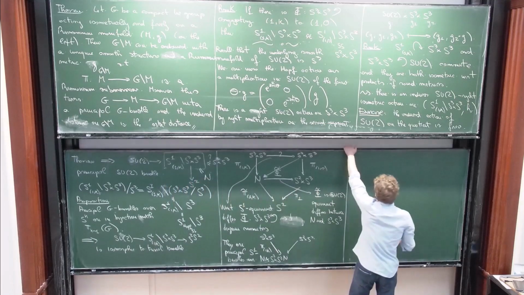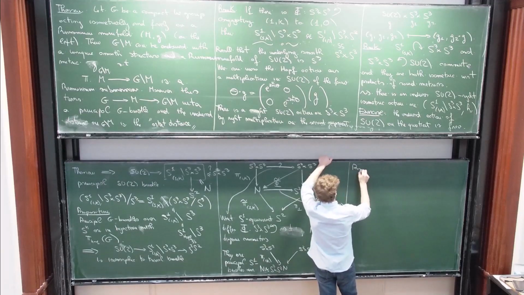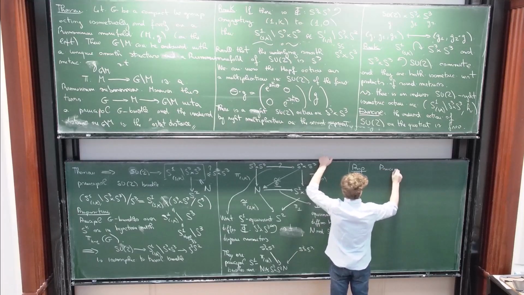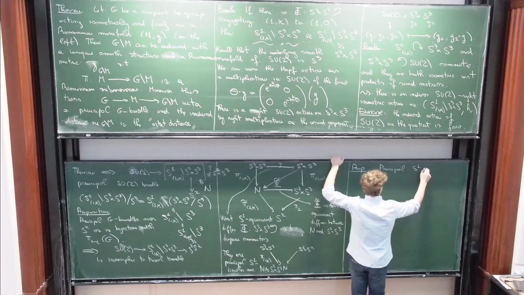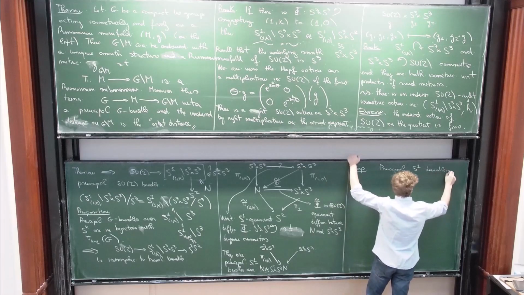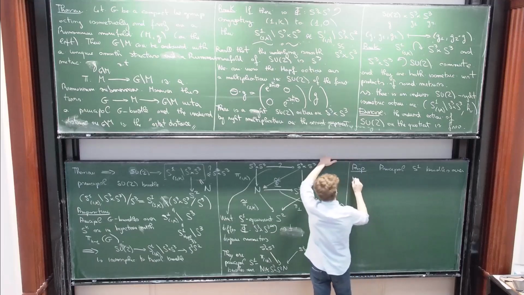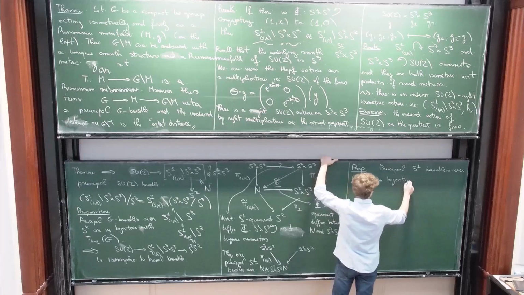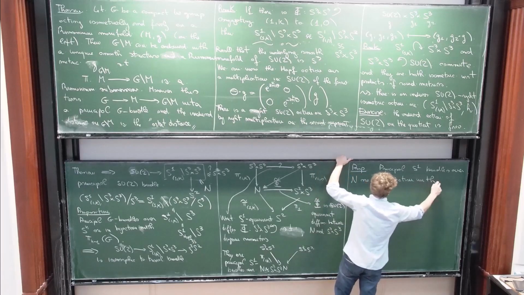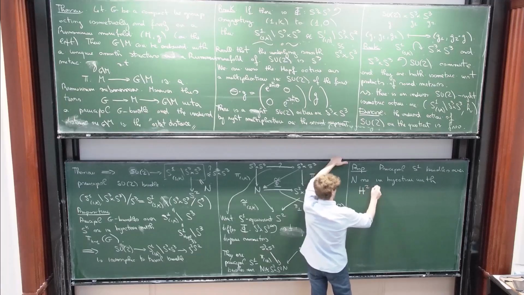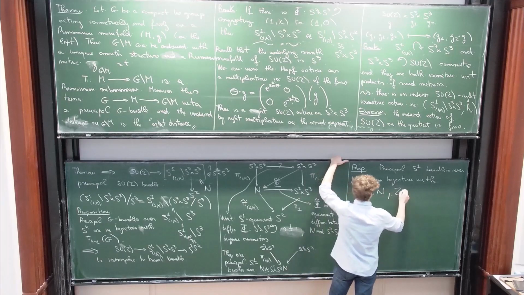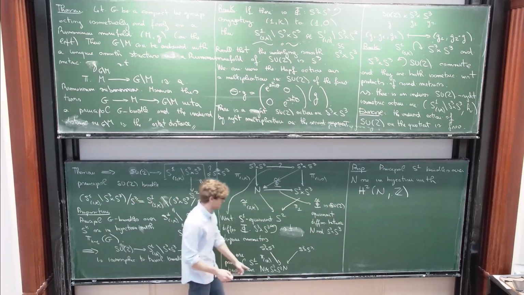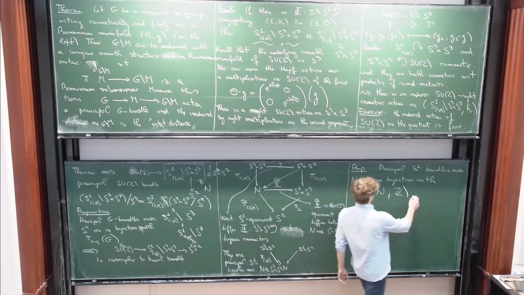Now I can call into play another classical statement: principal S1 bundles over N are in bijection with the elements of the second cohomology of N with integer coefficients. This is the second cohomology with integer coefficients of S2 times S3, and therefore it is isomorphic to Z.